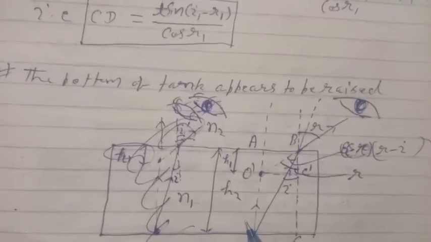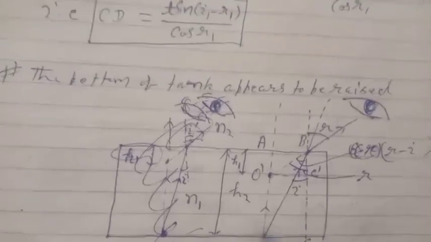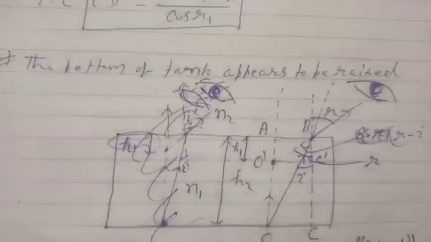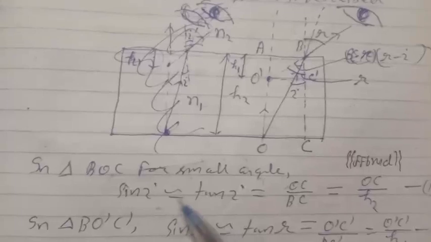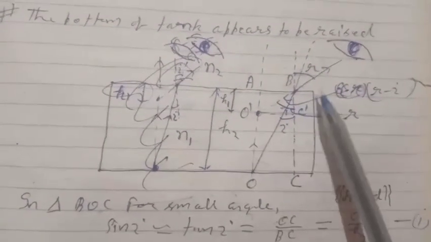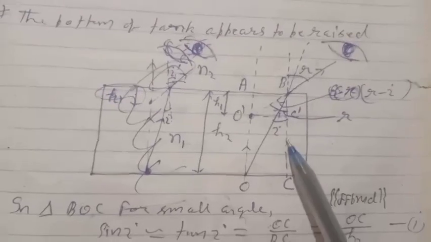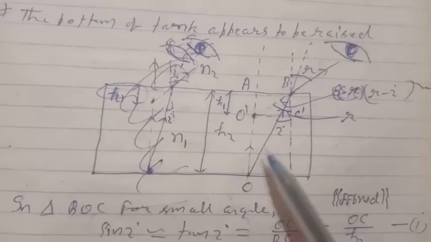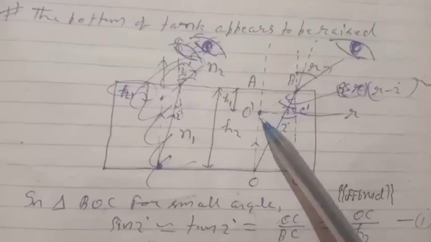So the bottom of the tank appears to be raised to our eye. This is the explanation of this phenomenon, and you can also calculate mathematically the height of the raised bottom.